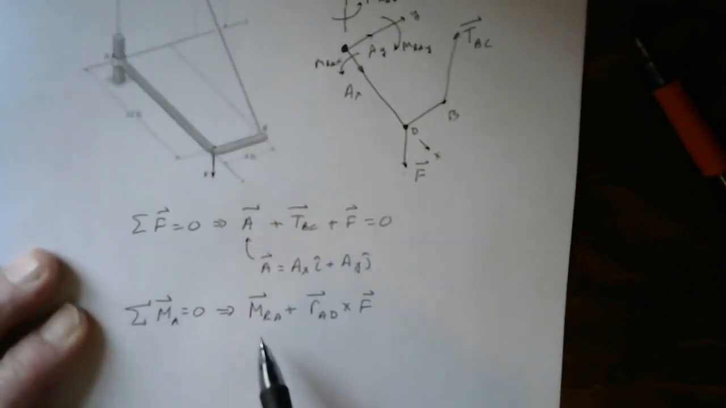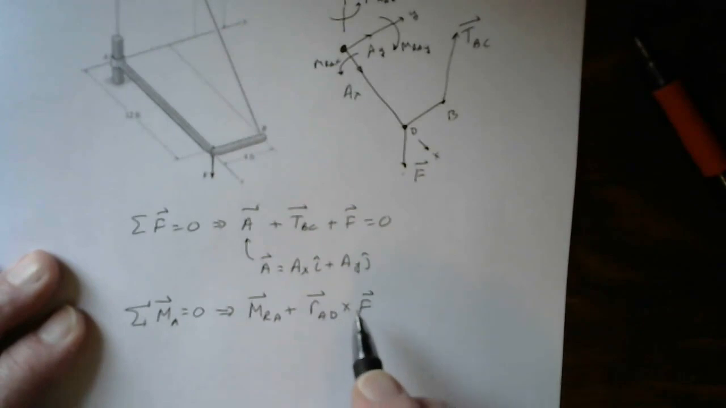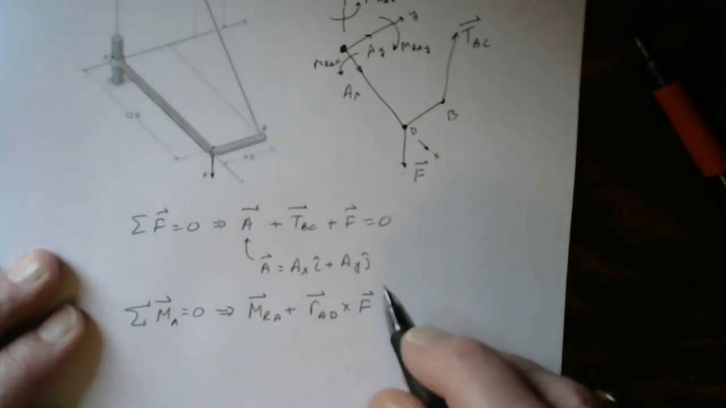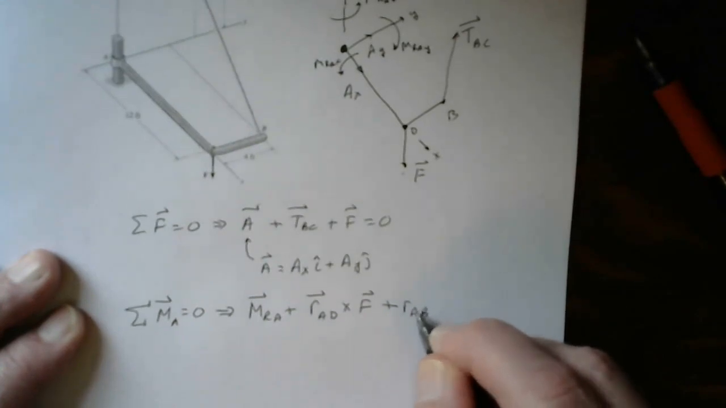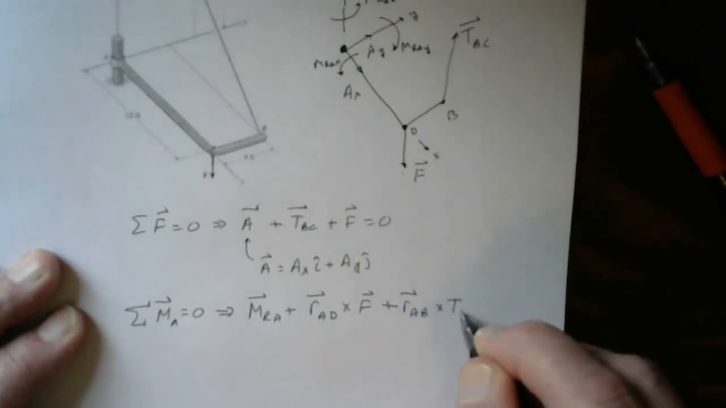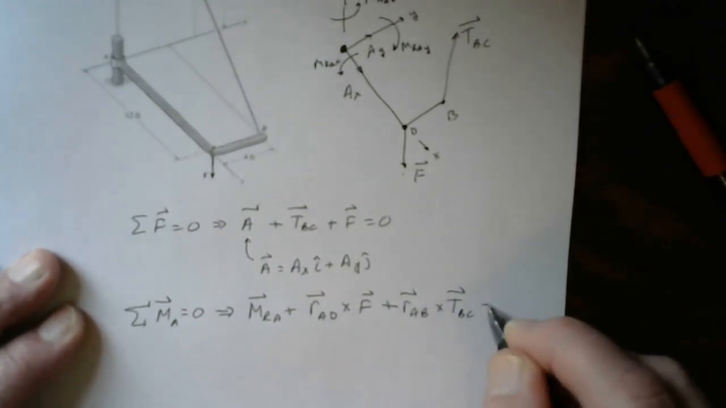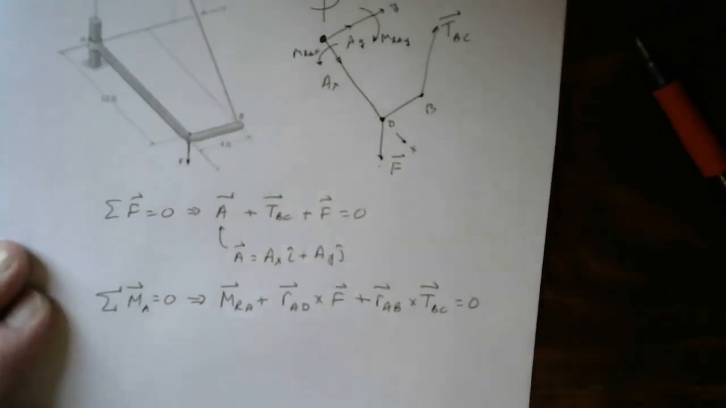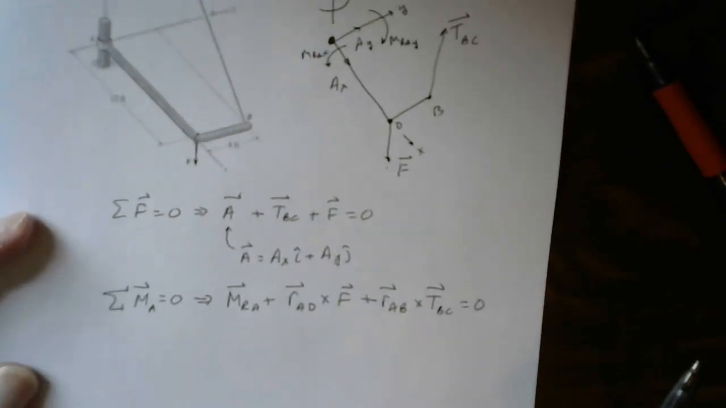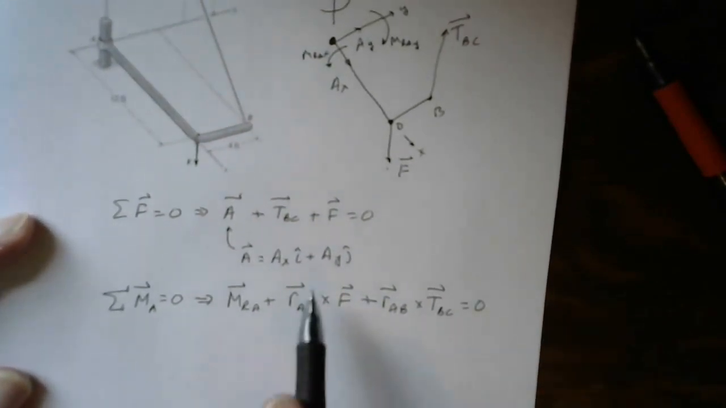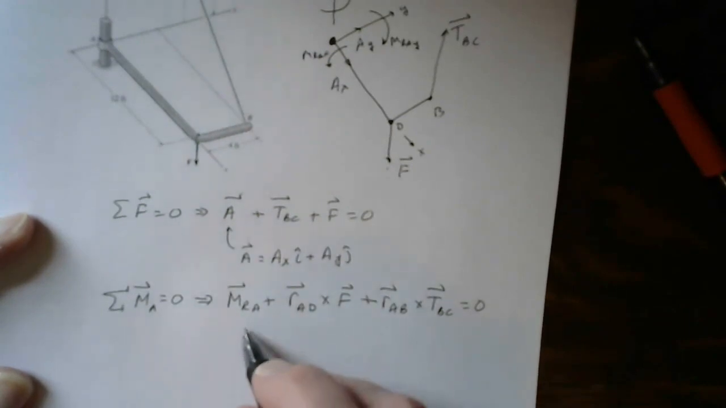So I have my moment equation: the vector sum of the moments is equal to 0, MRA plus RAD cross F plus RAB cross TBC is equal to 0. So there's the vector equation. I think it's a good idea to always write the vector equations first, and then see how many unknowns are in here.